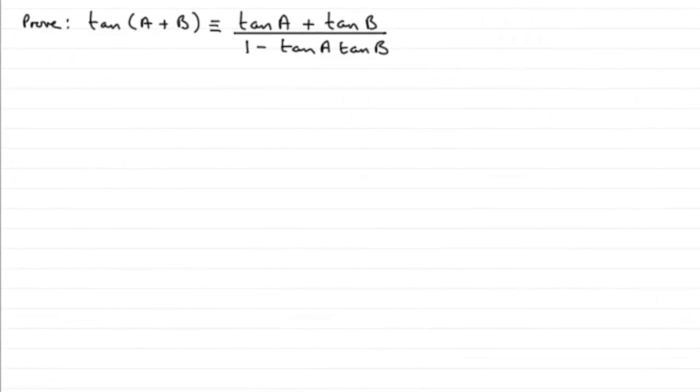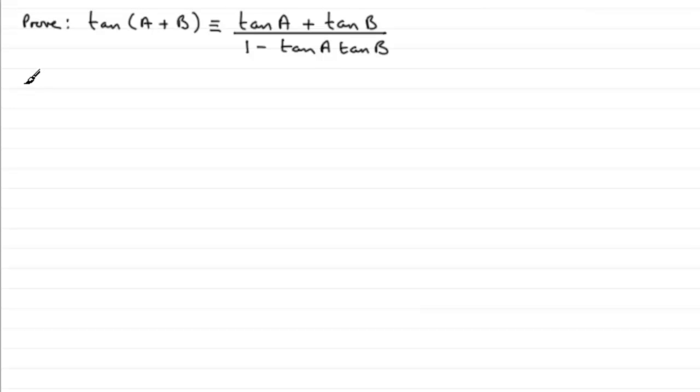Now for this part of the question, we have to prove that the tan of a plus b is identical to the tan of a plus tan b, all divided by 1 minus tan a tan b. And to do this, it gives us the suggestion that we should use the formulae for the sine of a plus b and the cosine of a plus b. So how do we do this?